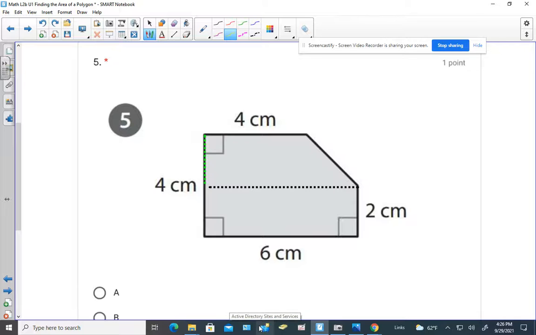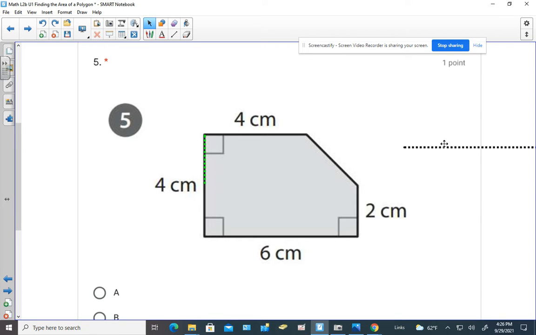It's Mrs. Bianchi. We're looking at number 5, and I've noticed that a lot of students have come up to me asking for help, not knowing how to break this down. So let me move the lines away so you can see what it looks like without. This is how it's presented to you.